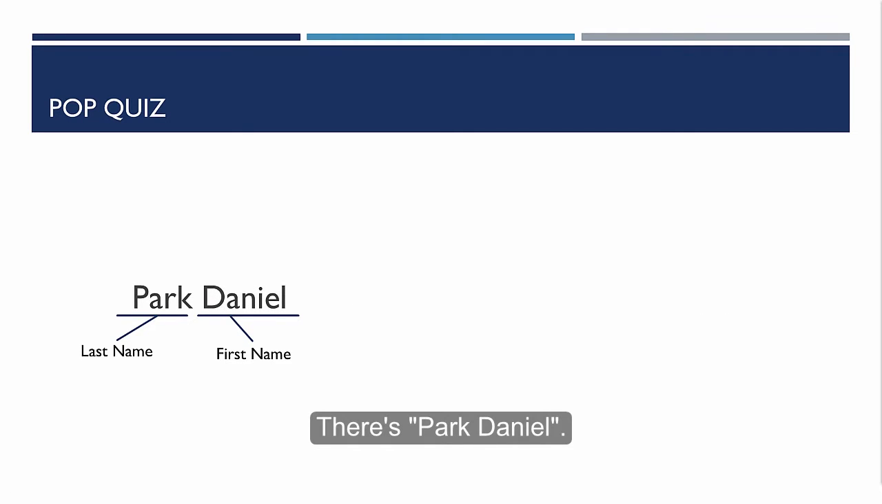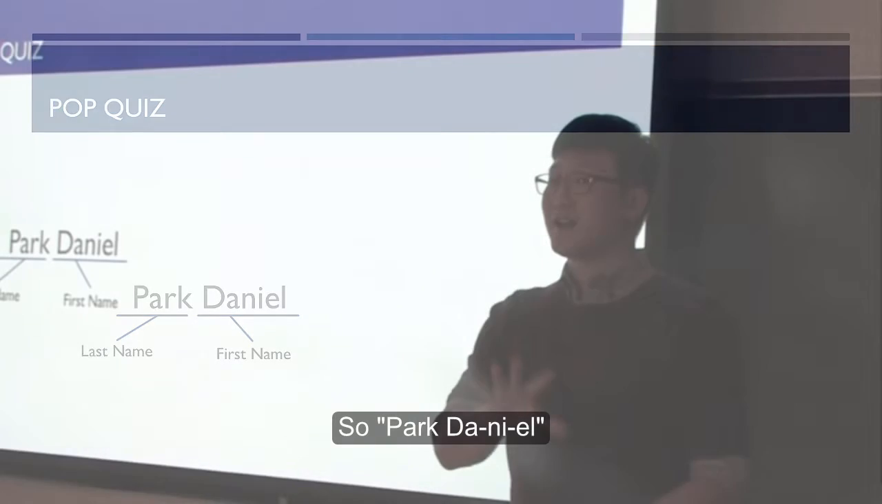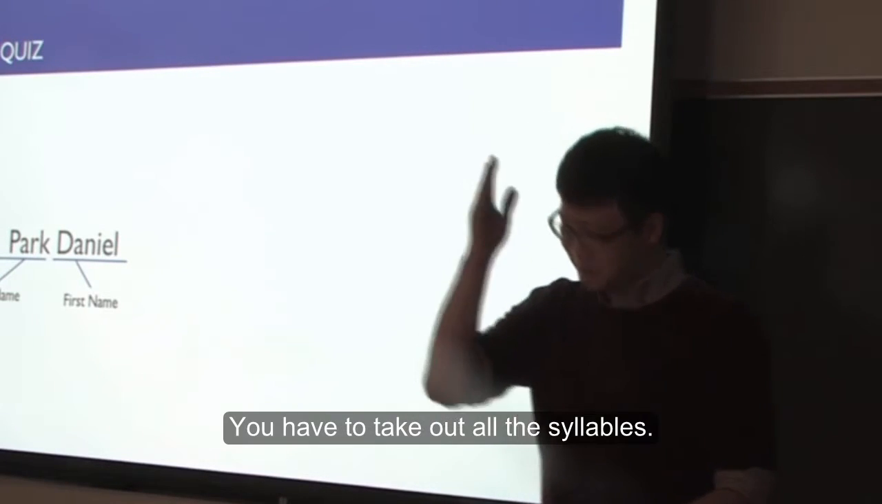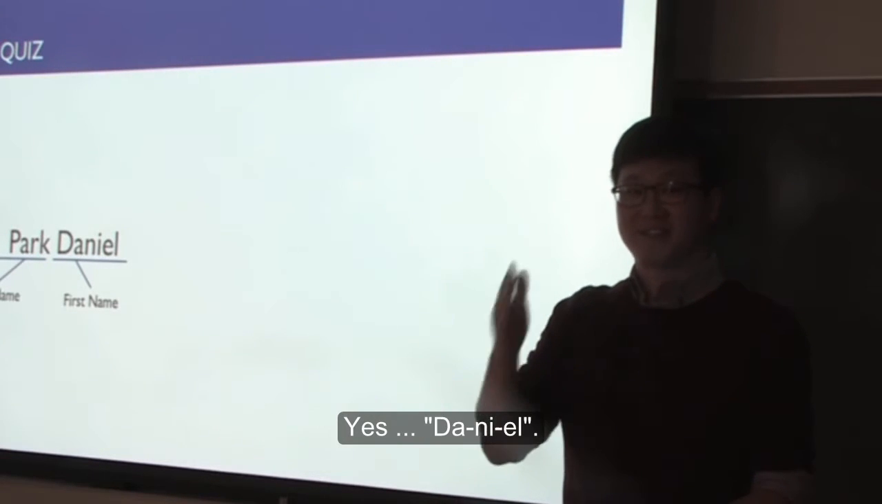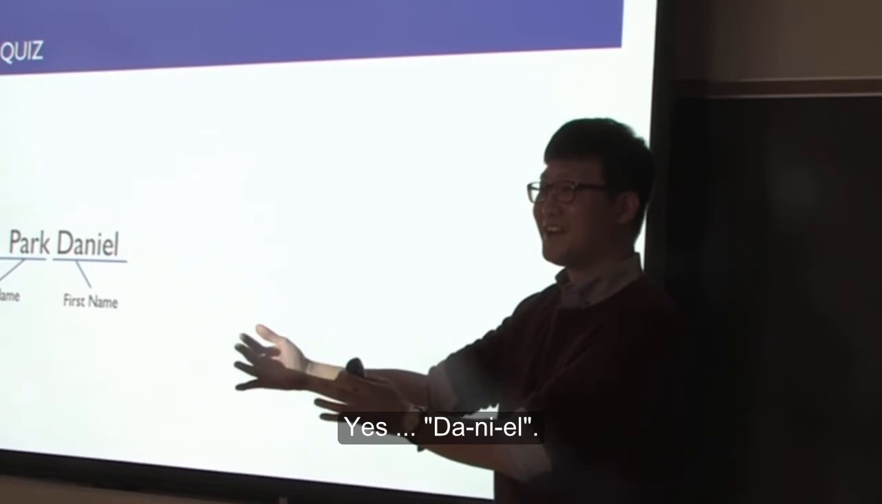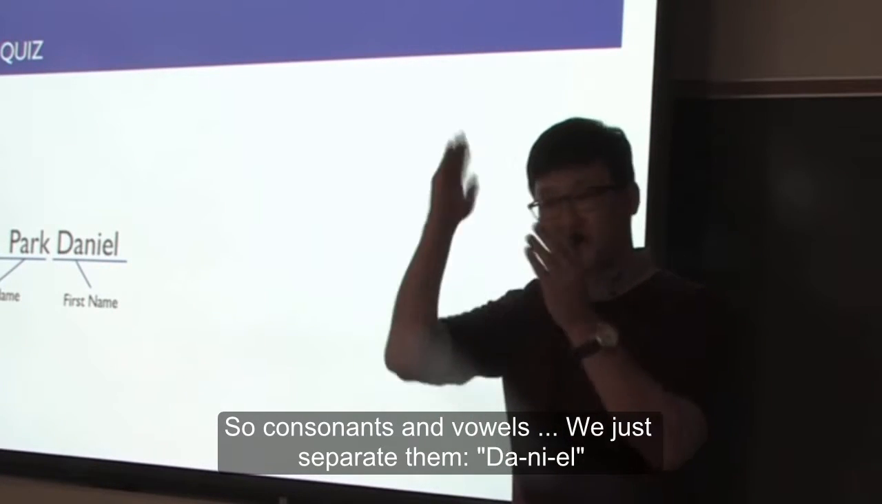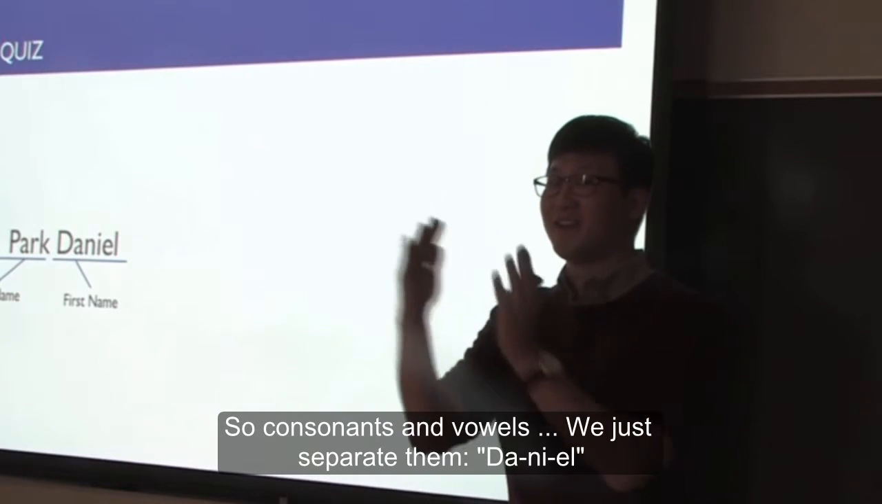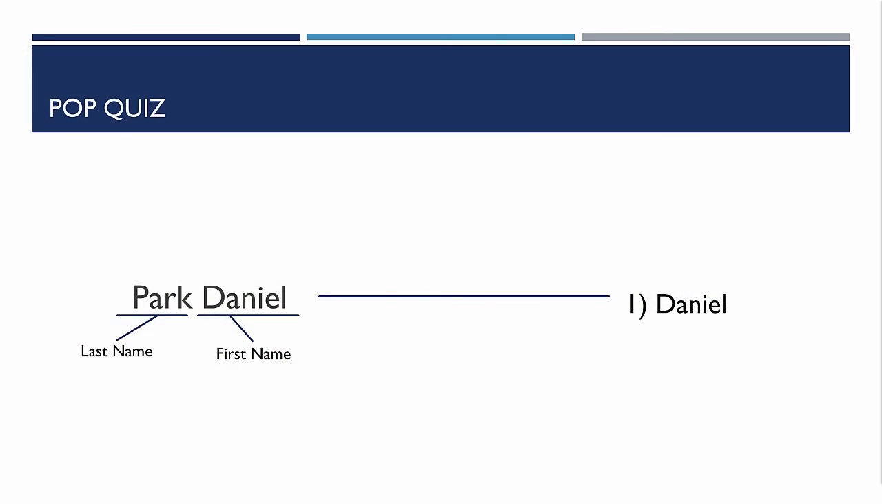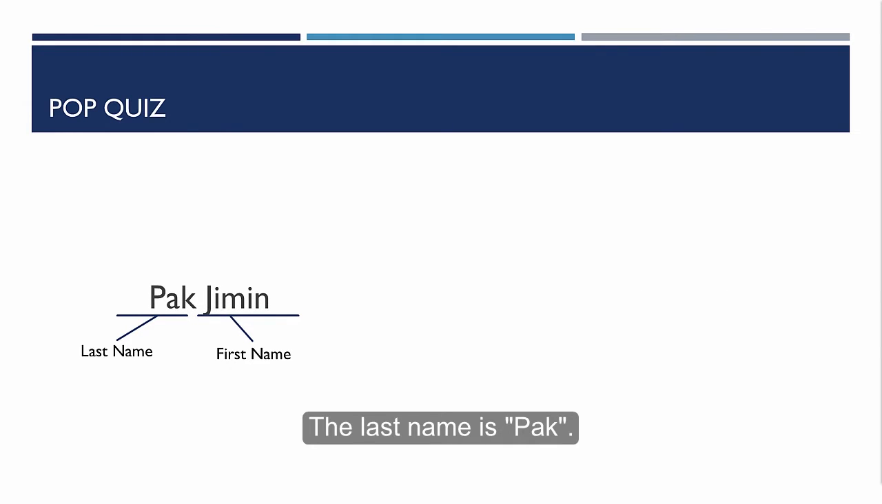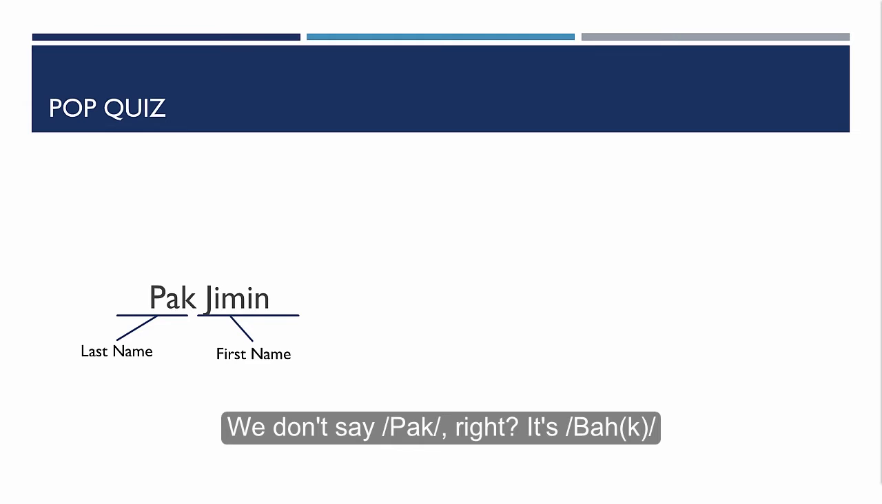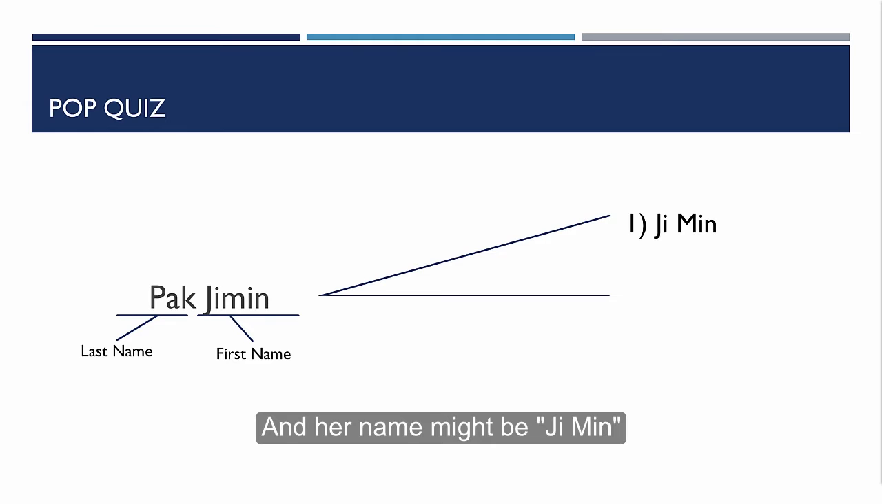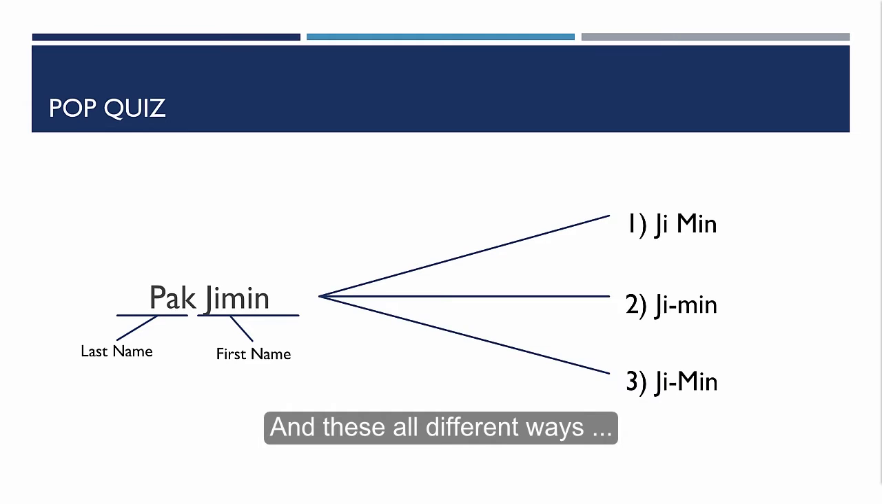There's this part, Daniel. We might say De, Ni, Er. So Park Daniel. We have to take out all the syllables. Wow. Yes. De, Ni, Er. So consonant and vowel, we just separate them. De, Ni, Er. The last name is Park. So we don't say Park, right? It's Park. It can be P or B, and her name might be Jimin, Ji-min with a space, like these, all different ways.